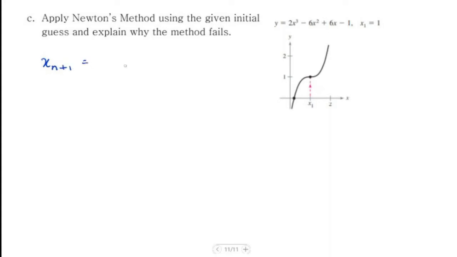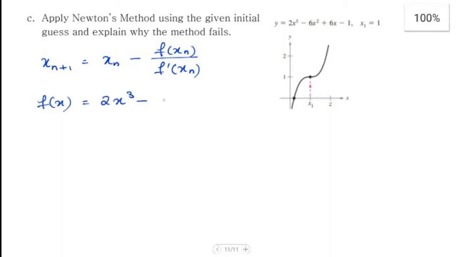So for xn plus 1, we have xn minus f of xn divided by f dash xn, right? Now, what we need to find out here is the function and the derivative of the function. The function is given to us already, that is 2x cubed minus 6x squared plus 6x minus 1. And the derivative of the function would therefore be 3 times 2, that's 6, x to the power 3 minus 1, that's 2.